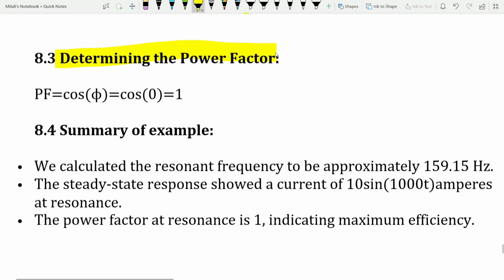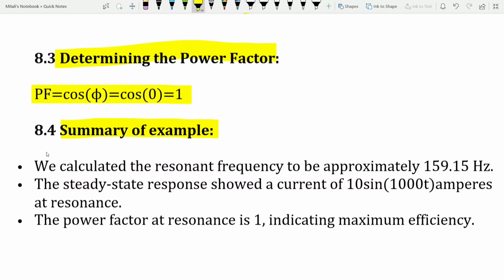Finally, let's determine the power factor. The power factor is a measure of how effectively the current is being converted into useful work. It is defined as the cosine of the phase angle between the voltage and the current at resonance. The voltage and current are in phase, which means the phase angle is 0. The formula is power factor is equal to cos phi. Here phase angle phi is 0, so cos 0 is equal to 1. Therefore the power factor at resonance is 1, indicating that the circuit is purely resistive and all the power is being effectively used.